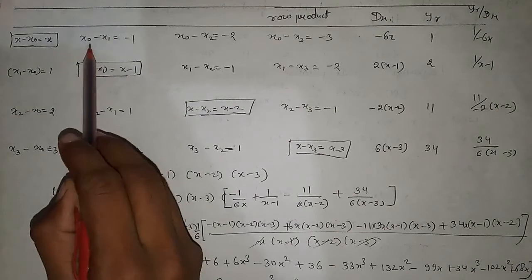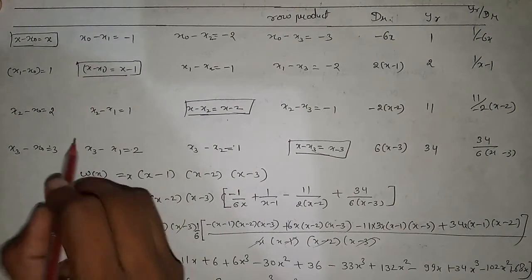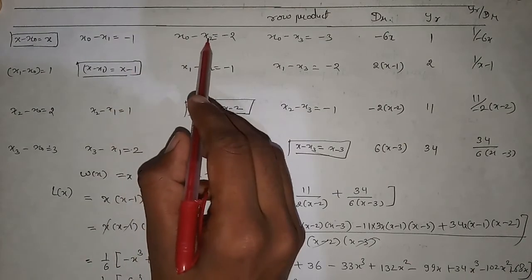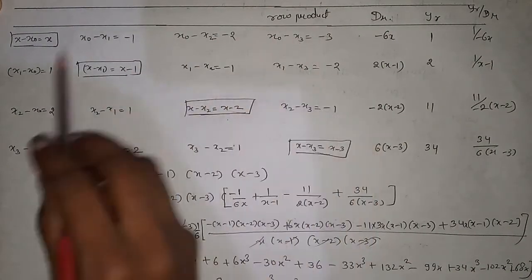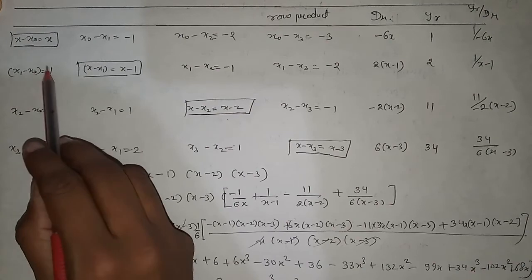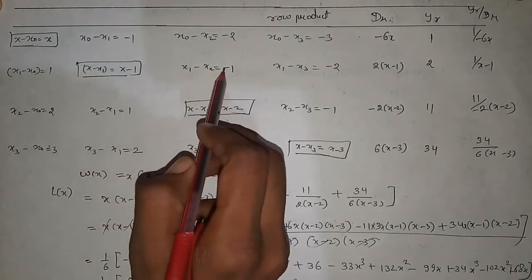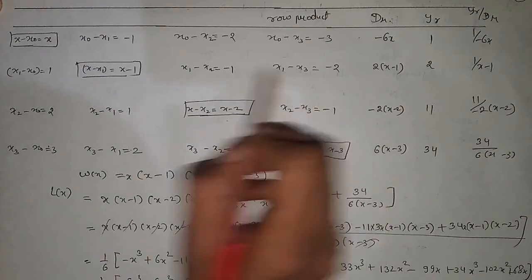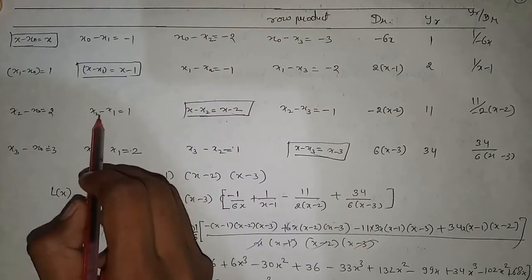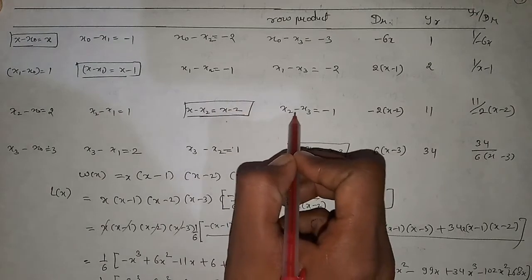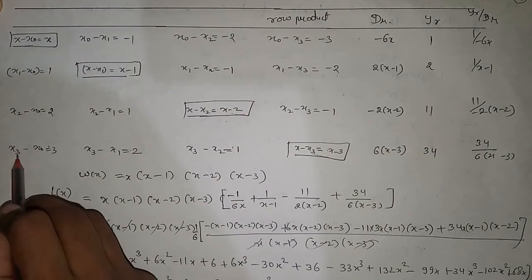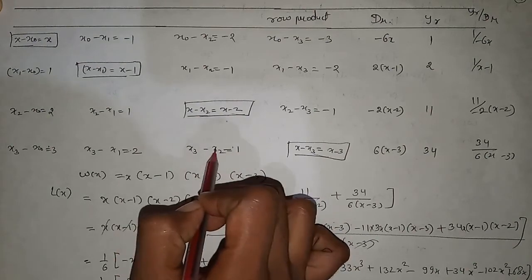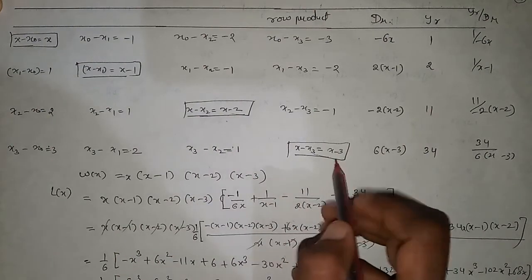Now x0 minus x1: here we have x0 as 0, 0 minus 1 is minus 1, 0 minus 2 is minus 2, 0 minus 3 is minus 3. Again, x1 is 1, 1 minus 0 is 1, 1 minus 2 is minus 1, 1 minus 3 is minus 2. 2 minus 0 is 2, 2 minus 1 is 1, 2 minus 3 is minus 1, 3 minus 0 is 3, 3 minus 1 is 2, 3 minus 2 is 1, and this is x minus 3.